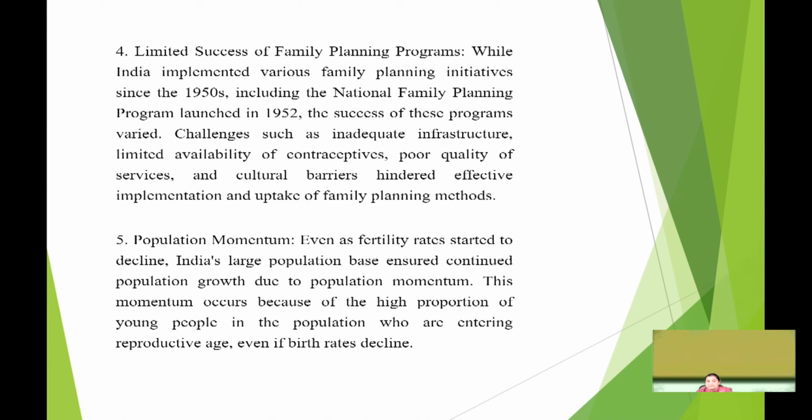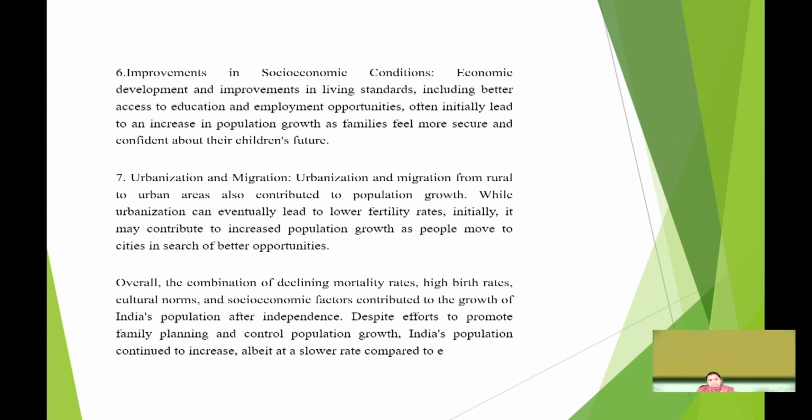Population momentum. Even as fertility rates started to decline, India's large population base ensured continued population growth due to population momentum. This momentum occurs because of the high proportion of young people in the population who are entering the reproductive age, even if the birth rates decline. So what we are trying to say is that even if the birth rate declines, since there is already a large number of young people who are now getting into the reproductive age, the population will tend to rise at the same levels.